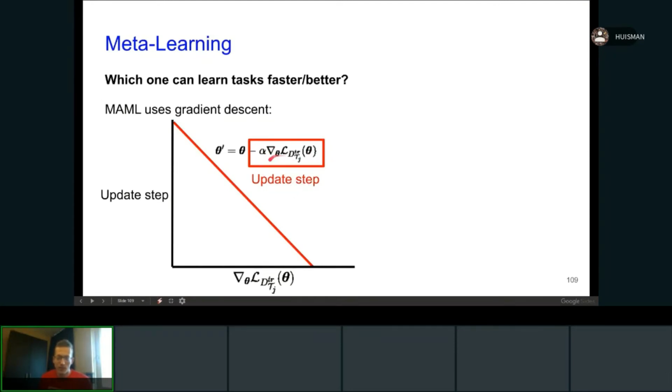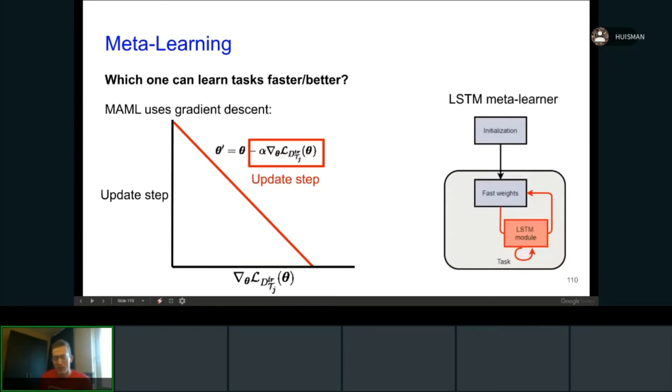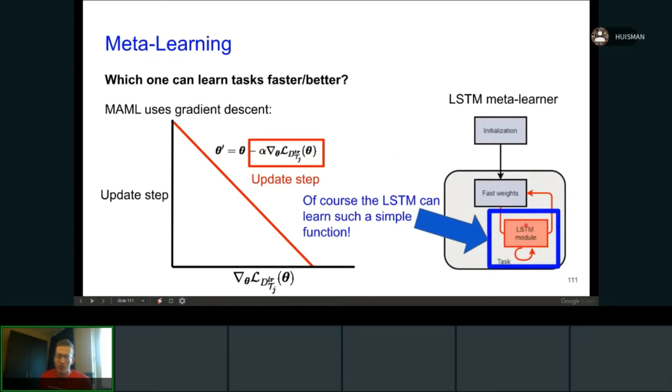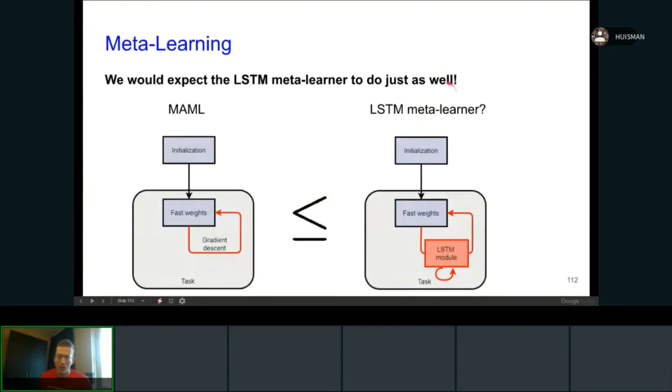So all that it does is multiply it by this learning rate alpha and move in the opposite direction, and therefore this minus term. And a property of neural networks, even of a single neuron, is that they can approximate any linear function, right? So for this reason, you would certainly expect this LSTM module to be able to learn something as simple as this gradient descent update, right? And for this reason, you would expect the LSTM meta learner to perform either just as well as MAML, because it could try to learn gradient descent, or maybe it can even learn something better than gradient descent.